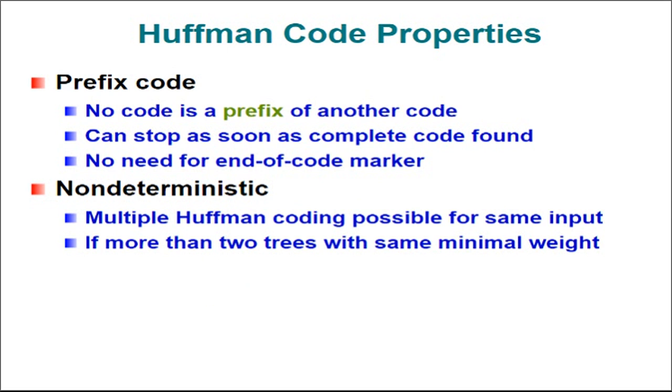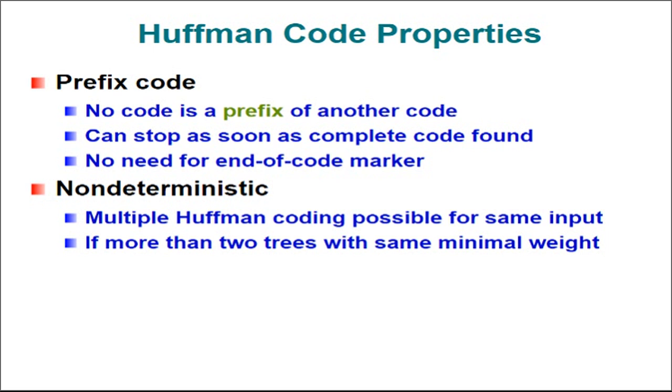Let us now discuss the important properties of Huffman code and why it is so important. Huffman code is known to be a prefix code. That means no code is a prefix of another code. The decoding can be stopped as soon as the complete code is found, and there is no need for an end of code marker.